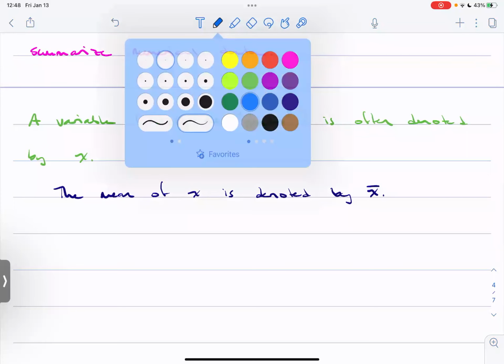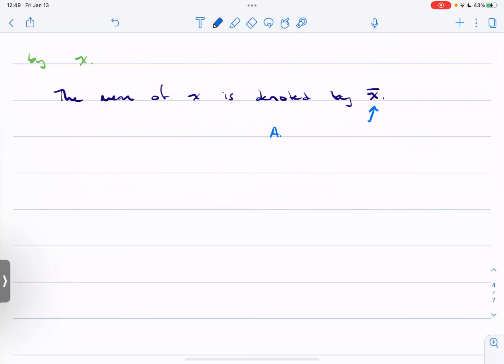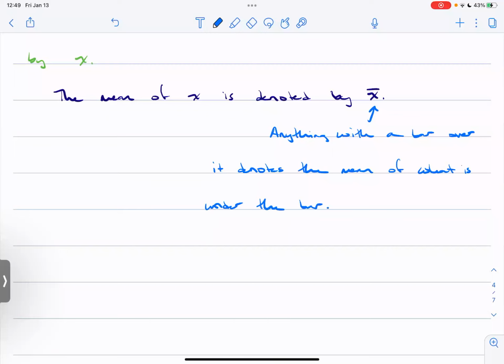Anything with a bar over it, in statistics, I should say, denotes the mean of what is under the bar, or the average of X.